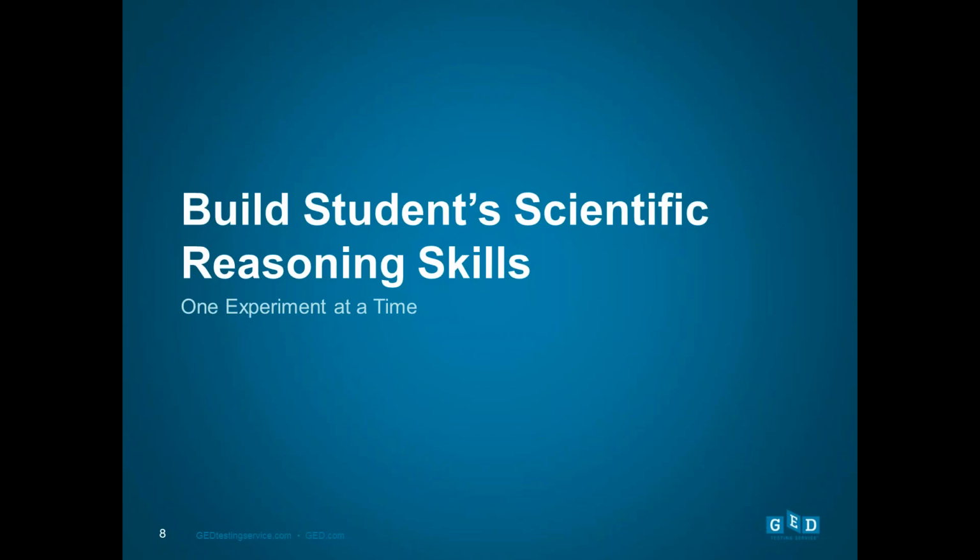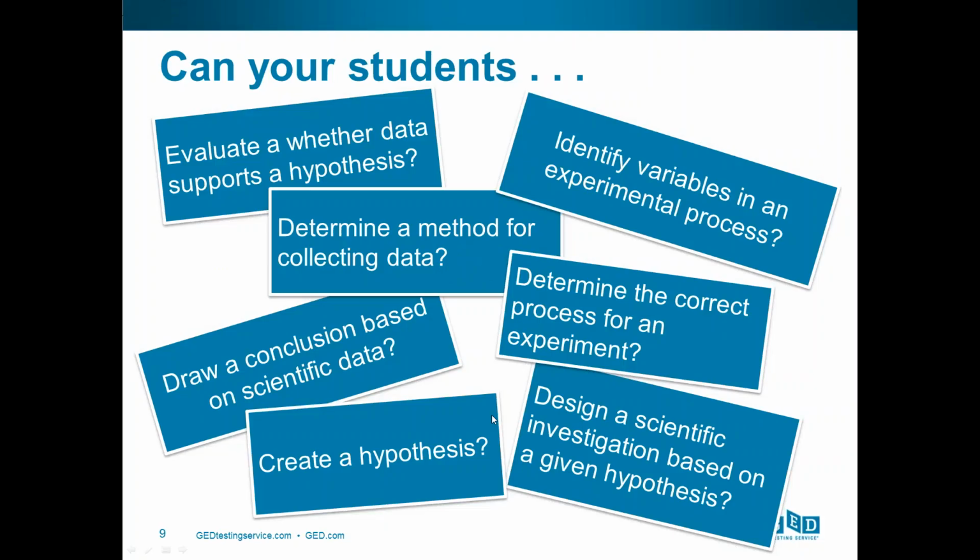There definitely is, Susan. Now, we know that just like Susan and I, you may not have a science lab. But guess what? We can do experiments in the classroom, one experiment at a time. Because what we want our students to be able to do is evaluate whether data supports a hypothesis, very similar to that question we were looking at previously. We want to know that our students can identify variables in an experimental process. We also need to make sure they can determine a method for collecting data and draw a conclusion based on that data that's been collected. We also need to ensure students can determine the correct process for an experiment, as Susan said, not just for the short answer questions but also for the other technology enhanced items. And can they create a hypothesis and design an investigation based upon that hypothesis?